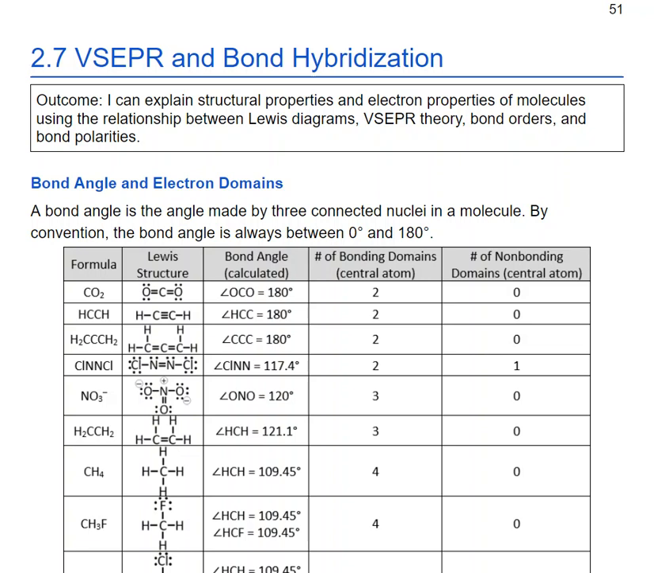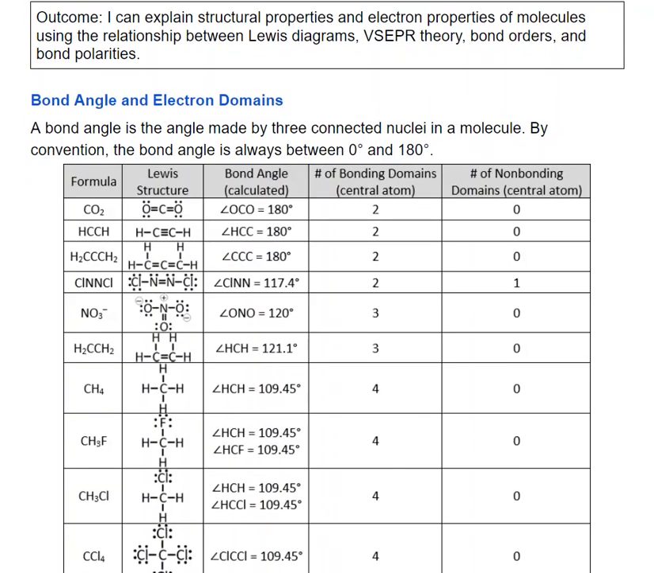So here we have a chart that shows the bond angle and electron domains for several molecules. A bond angle is the angle made by three connected nuclei in a molecule, and by convention, we always report it as being between 0 and 180. We're given the number of bonding domains and non-bonding domains, as well as a bond angle.